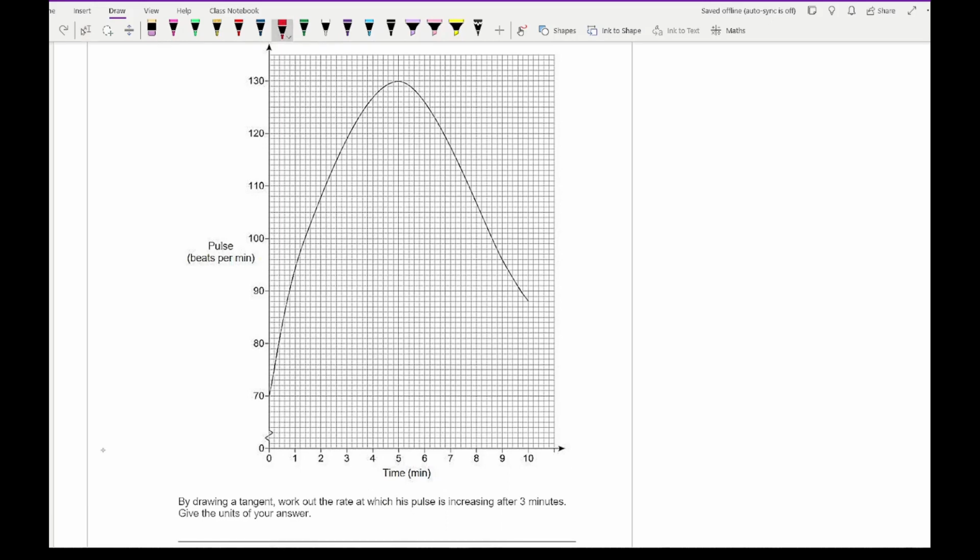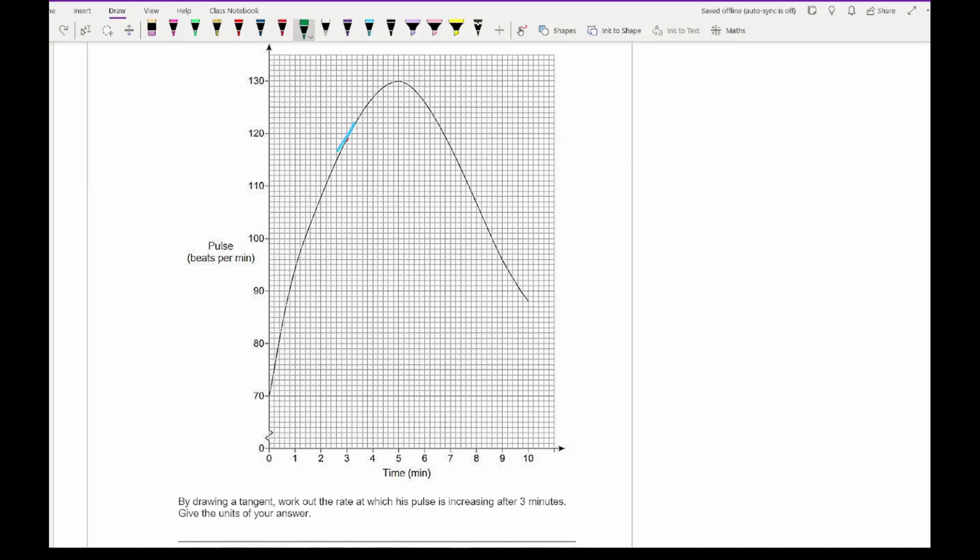So at t equals 3 is about there. So that's where t equals 3. Now what I then need to do is draw a tangent. Now again, you need to always make sure that you're drawing your tangent carefully. So you want to draw a straight line which balances on the curve at where that red point is. So again, just be very, very careful, and you draw your line there.